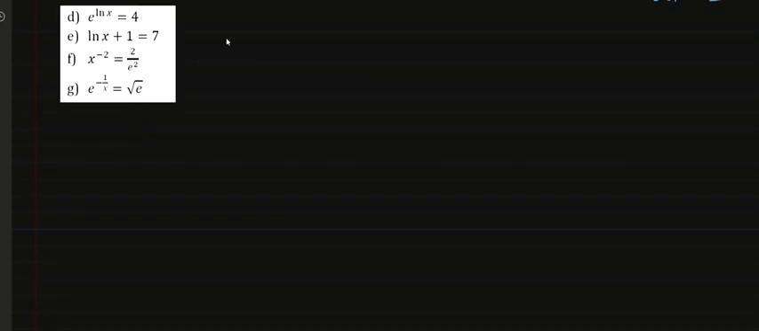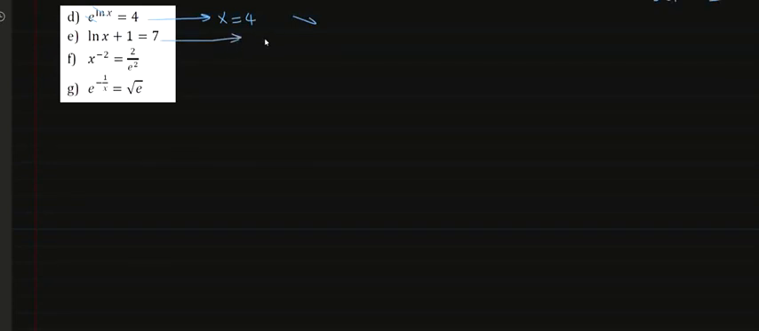What about number D? I picked this. You can do it now. You have e to the power of ln x equals 4. What happens to the e and ln? Yes, they cancel and the x drops, so it equals 4. That's it. X is equal to 4.